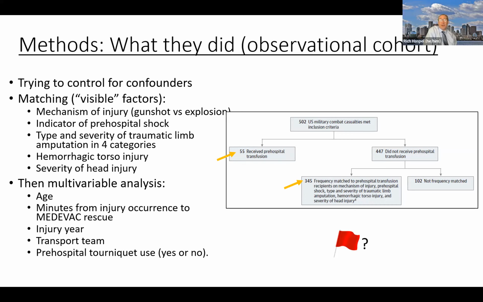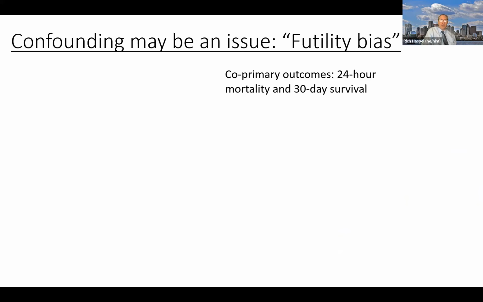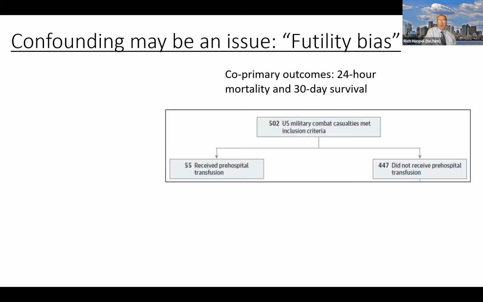So that's true. One of the things that really stands out to me is why there were only very few people who received pre-hospital transfusion. What was the reason only 55 received pre-hospital transfusion? Was there some bias in the decision of the people administering the blood as to who should get it and who should not? So to explain that a little bit more, their co-primary outcomes were 24-hour mortality and 30-day survival. So again, huge differences.